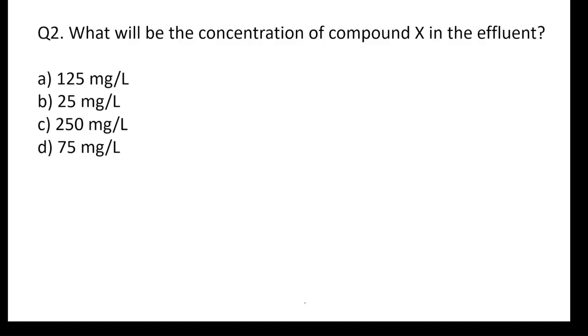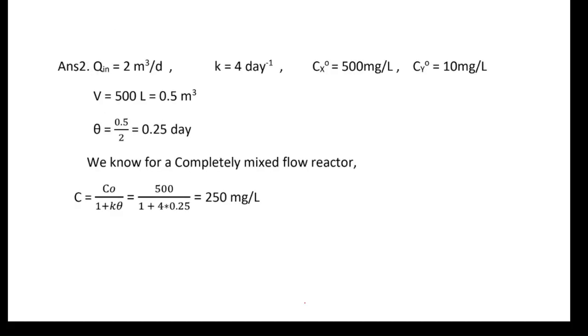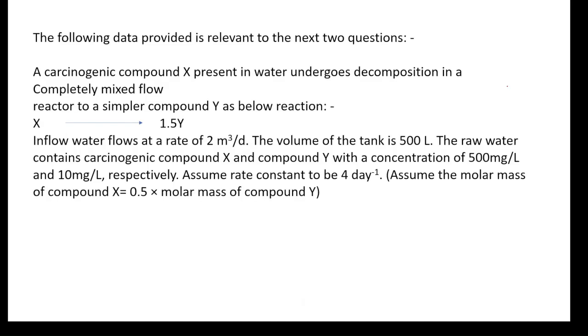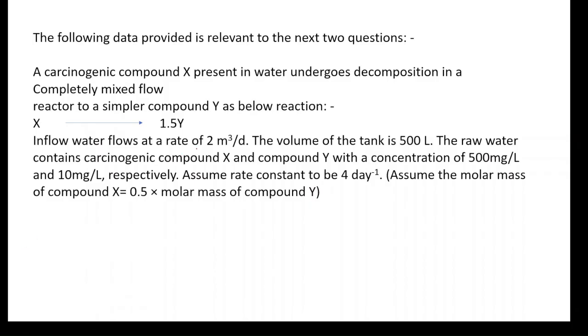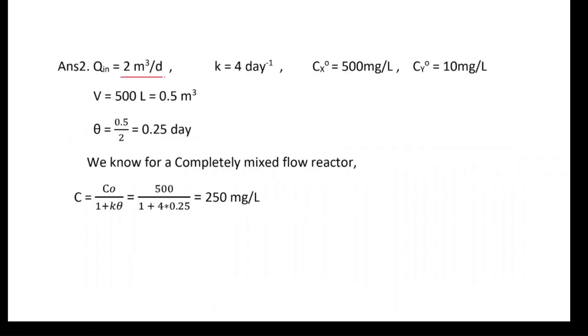Okay, I hope you are done. Match it with your own solution. So Q in, we know, is 2 meter cube per day. Okay, inflow was given, right? I'll show you. 2 meter cube per day was inflow. Volume is 500, okay, and 510 were there. So Q in is 2 meter cube per day. K is given, 4 per day. C of X naught is 500 milligram per liter and C of Y naught is 10 milligram per liter.